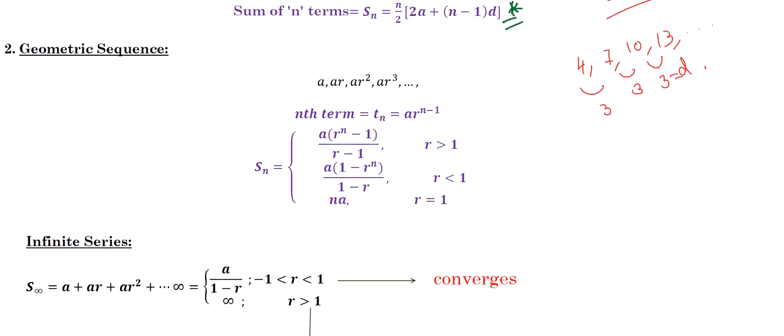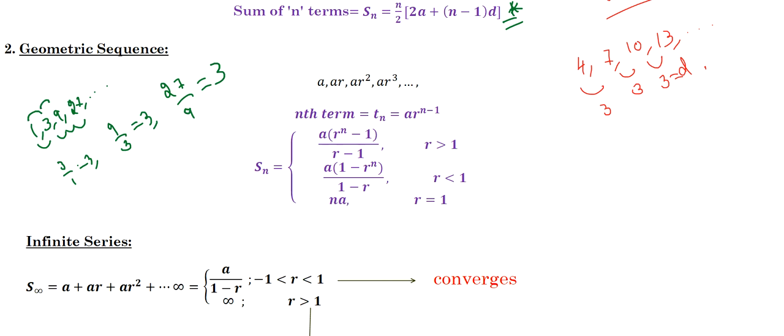Now geometric sequence. What is a geometric sequence? It's something like, for example, 1, 3, 9 and 27, etc. There will be common ratios between the terms. You could see here 3 by 1 is going to be 3, 9 by 3 is going to be 3, and 27 by 9 is going to be 3. So there will be a common ratio.